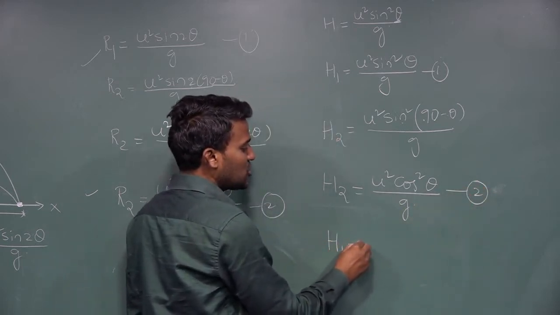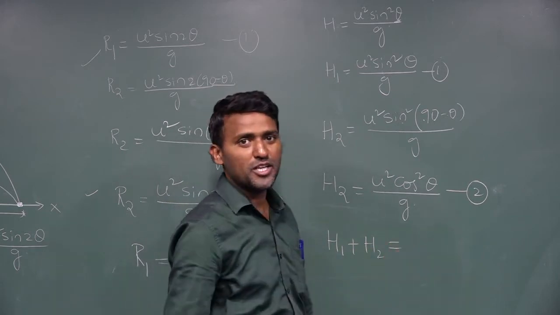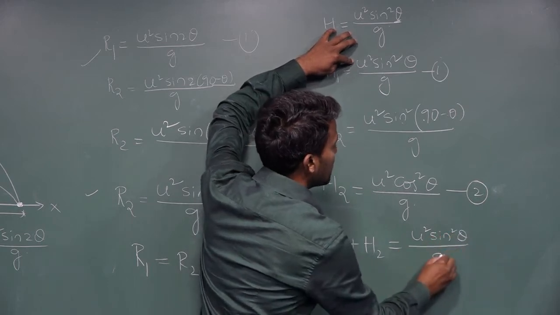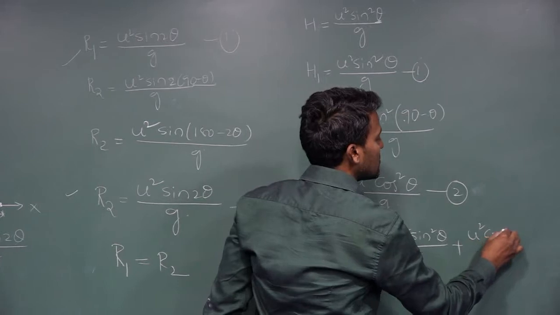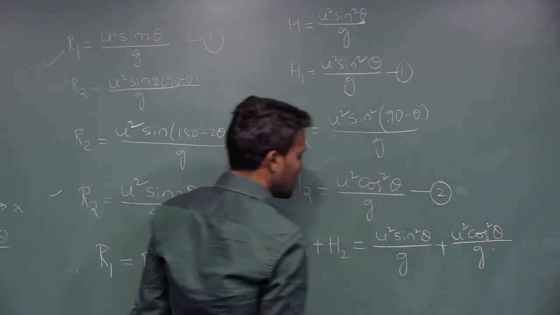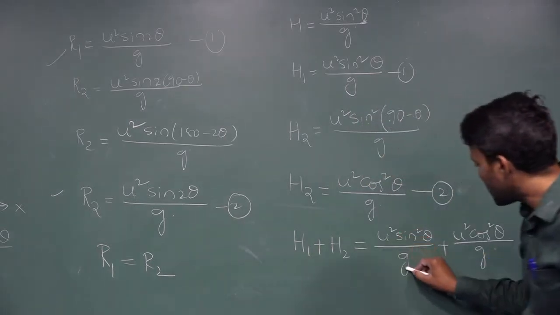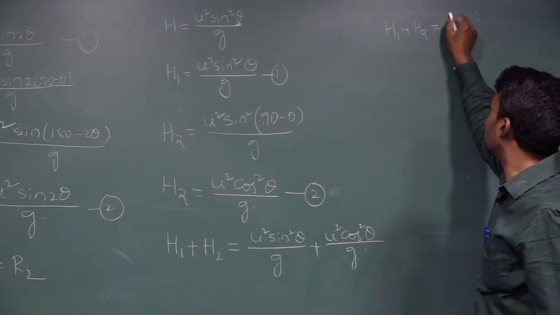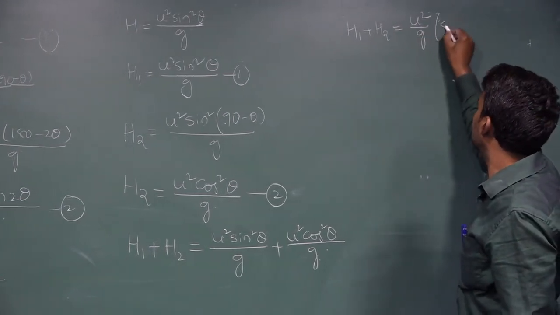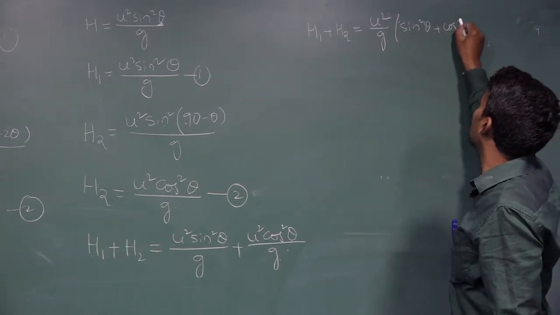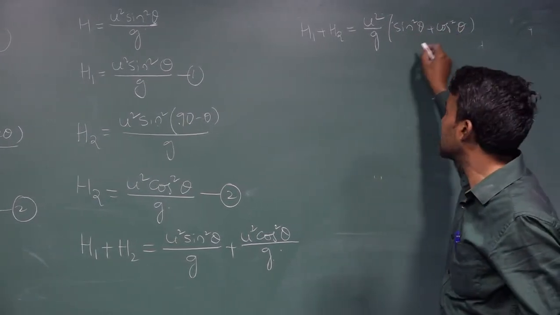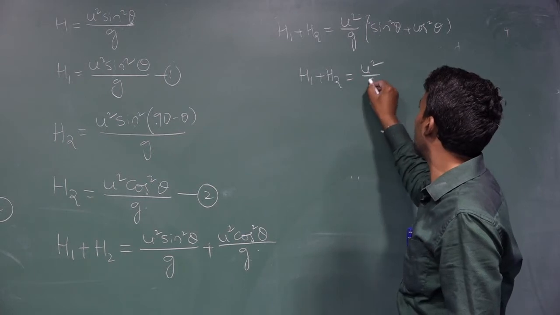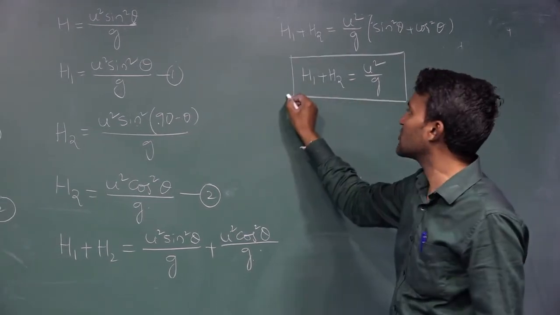Add equation 1 and equation 2: H1 plus H2 is equal to u square sin square theta divided by g plus u square cos square theta divided by g. What can we take common in this situation? U square by g. H1 plus H2 is equal to u square by g into sin square theta plus cos square theta. Sin square theta plus cos square theta is equal to 1. So H1 plus H2 is equal to u square by g.